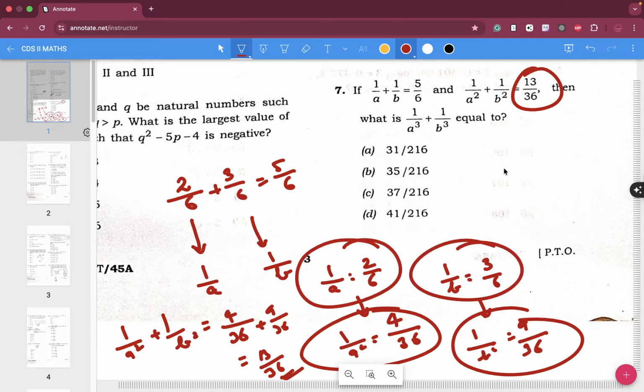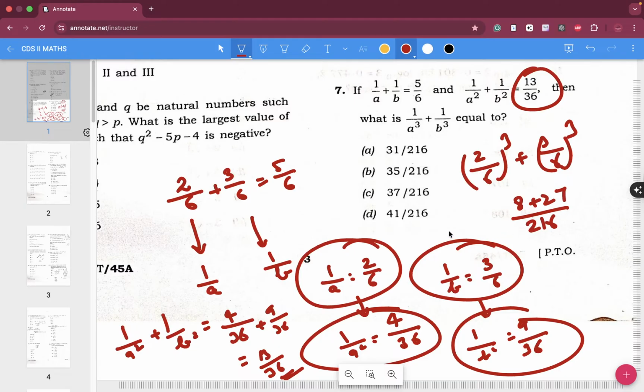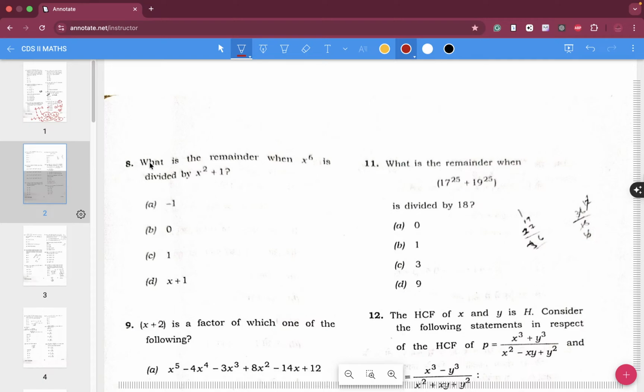So similarly, now you know the value of 1 by a is this and 1 by b is this. So 2 by 6 whole cube plus 3 by 6 whole cube. In the denominator the value is going to be 216, and over here 8 plus 27. So question number 7, B is going to be the correct answer, folks. So you have to think through it, folks. All right, let's move quick over here.